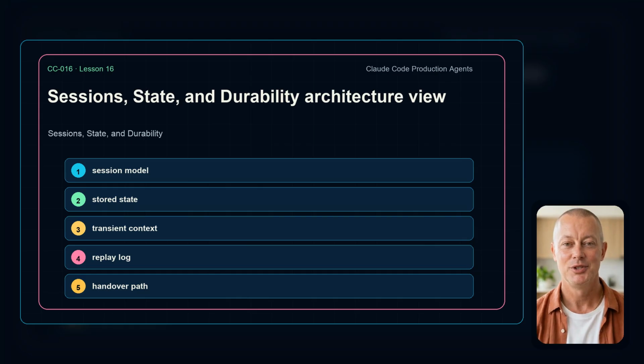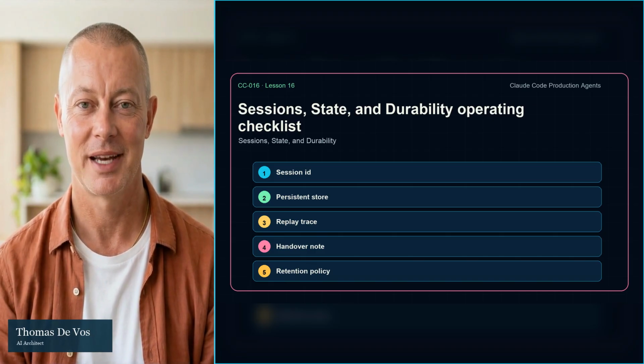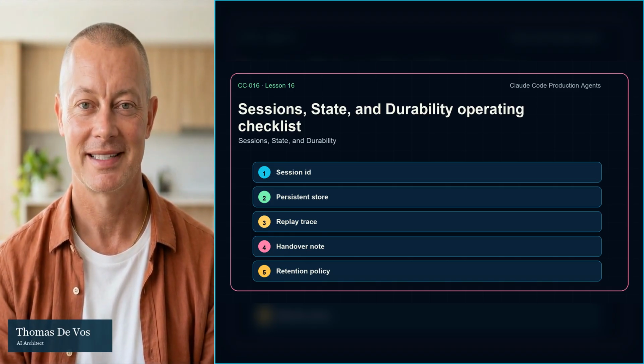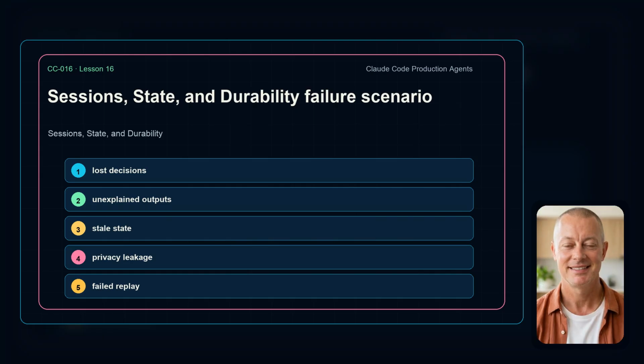pressure. Use this checklist before treating the workflow as ready: session ID, persistent store, replay trace, handover note, retention policy. These are not decorative boxes. They are the operating questions that decide whether the agent can be trusted outside a demo. In practice, this example has 4 parts: lost decisions, unexplained outputs, stale state, privacy leakage, failed replay. The point is to make the agent's work inspectable rather than asking everyone to trust a polished final answer.